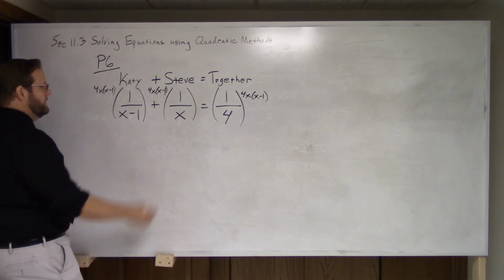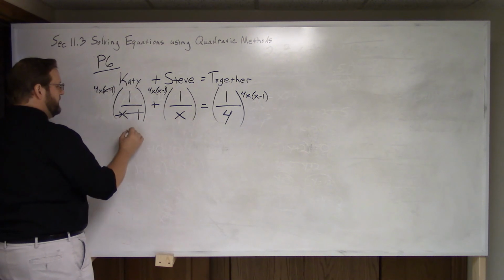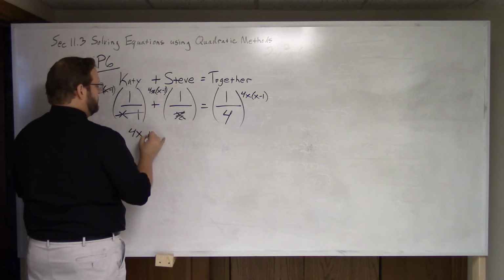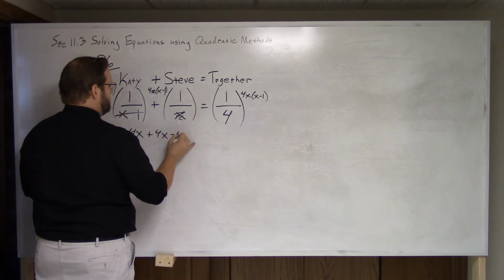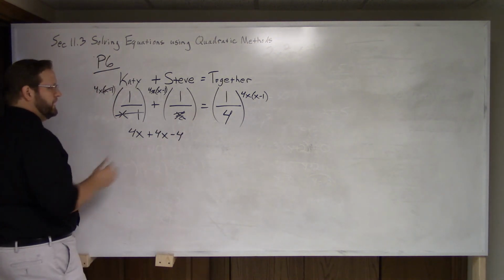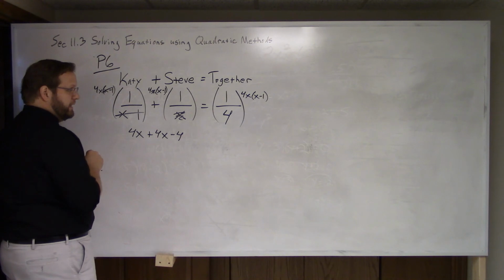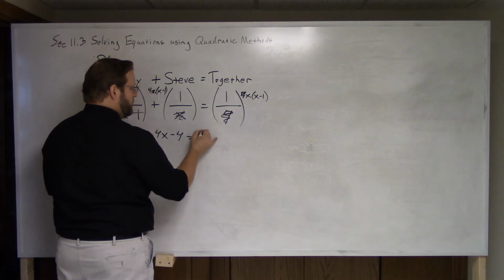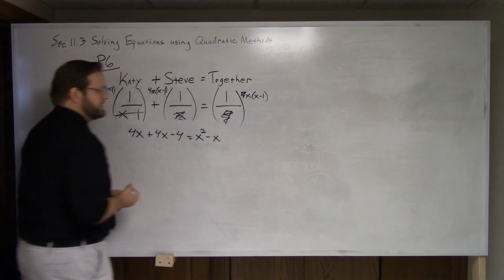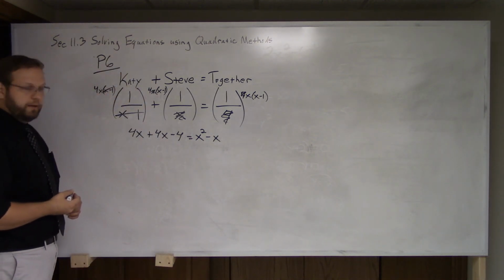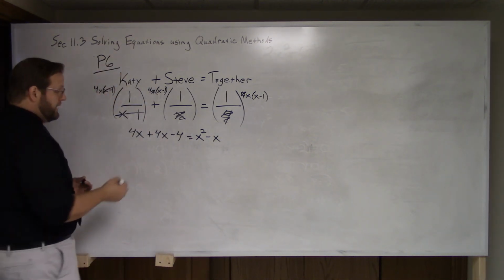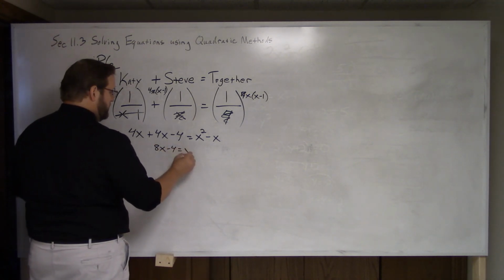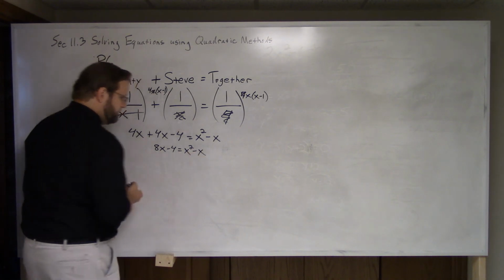and we got that. These are gone. We've got 4x. This is gone. We've got 4x minus 4. Okay, after I distributed that 4 into that. Here the 4 is gone, so I have x squared minus x. Okay? Now, from there, I can combine these up, and I have 8x minus 4 is x squared minus x.